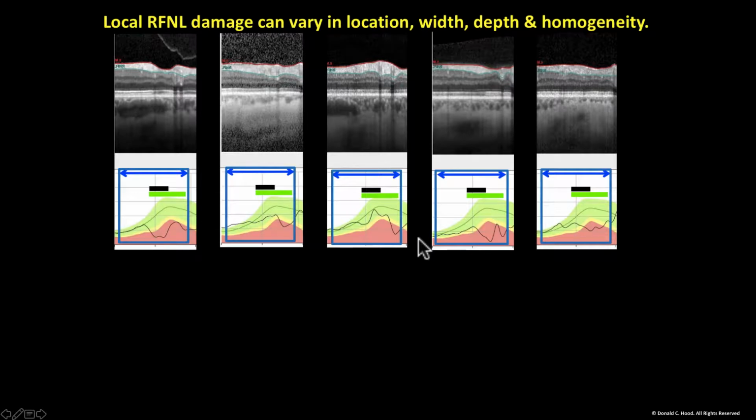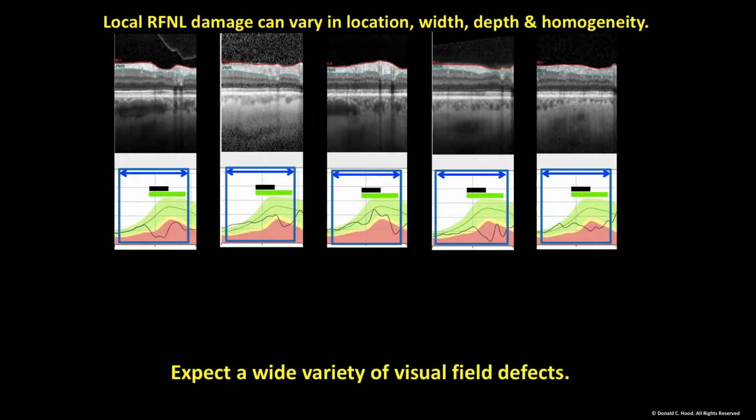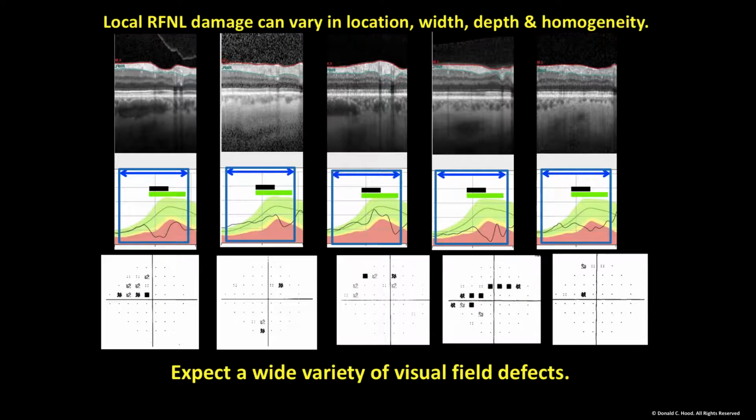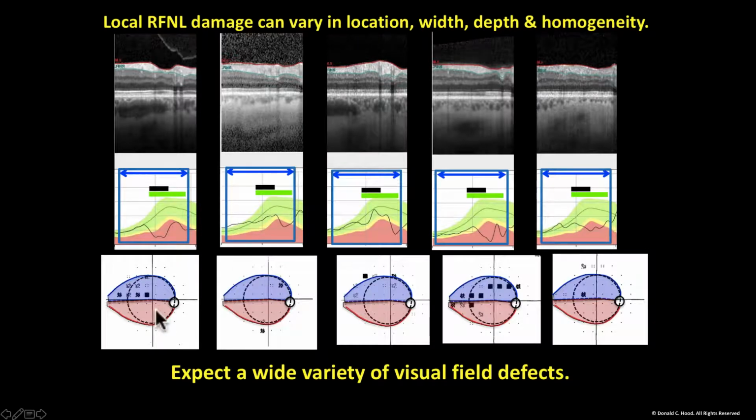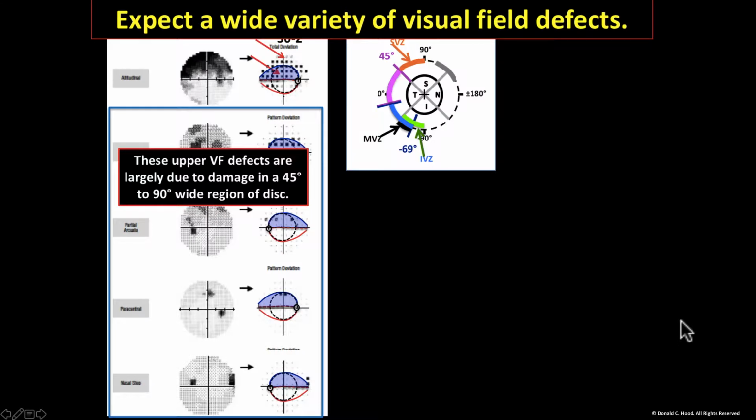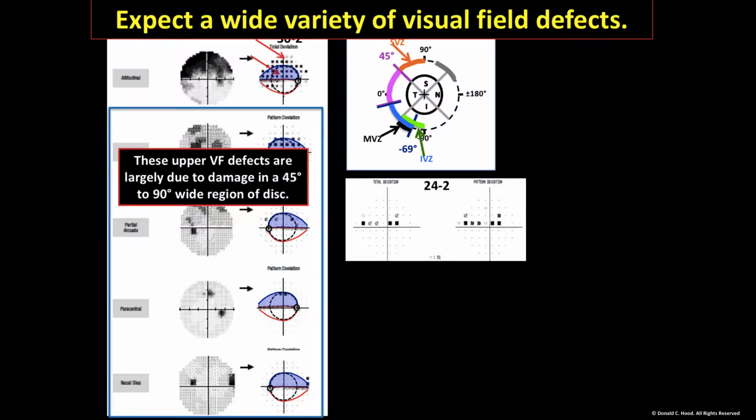All right, what about visual fields? Well, you want to expect a wide variety of visual field defects, and that's exactly what you get. We can add the model here. So the model says that all of these eyes should have damage in this blue region here, which corresponds to this blue region on these scans, on this plot, and that's indeed the case. So you want to expect a variety of visual field defects. In fact, I'd say continuous, right? Because all of these defects are largely due to damage in a relatively narrow region of the disc, and that damage can vary in various ways, as we just indicated.